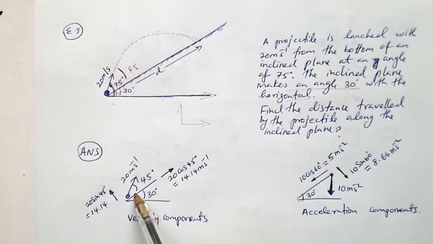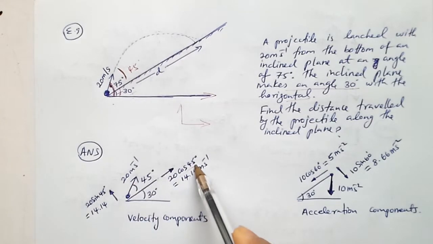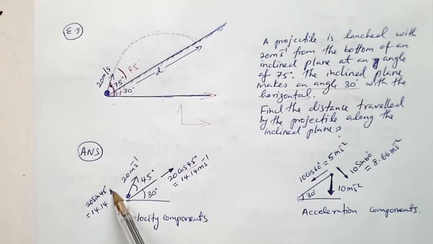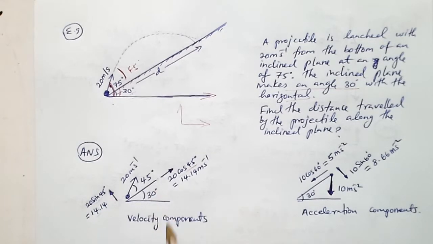So my first idea is to divide this velocity vector along the inclined plane and perpendicular to the inclined plane. If you divide this, I'll get 20 cos 45 along the plane and 20 sin 45 in the perpendicular direction. So the first step, I have divided the given velocity vector into components along the inclined plane and perpendicular to the inclined plane. So this is my first step.